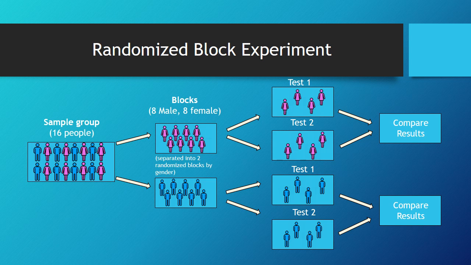The main reason that randomized blocking is used is to remove a nuisance factor that disrupts the data among the population. This can include factors such as age, location, time, and even gender.